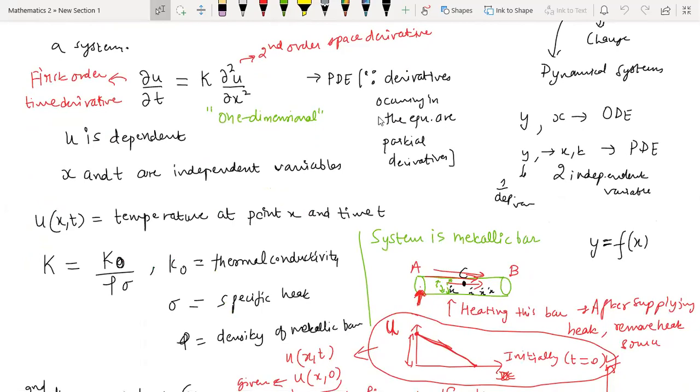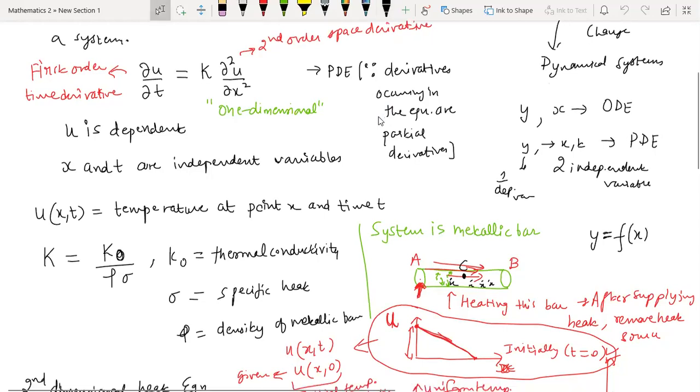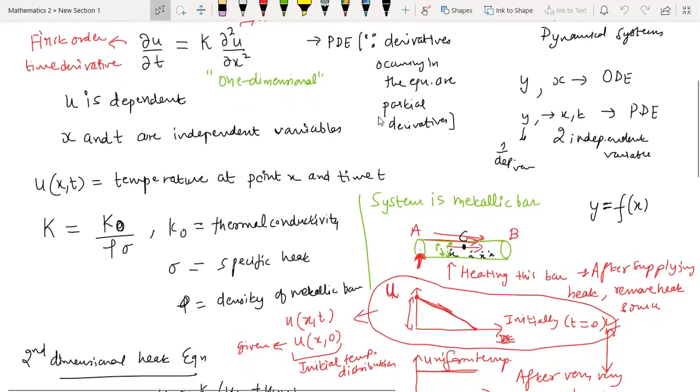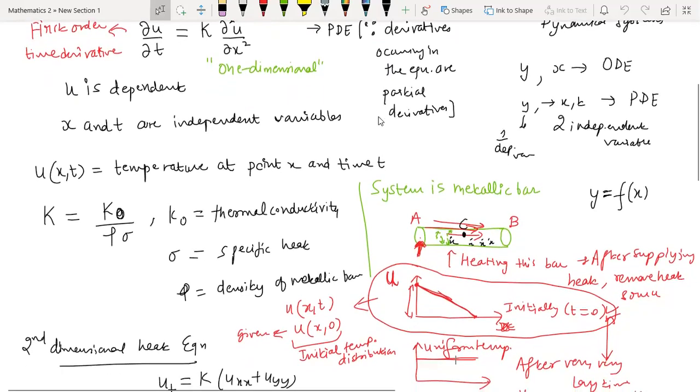So we consider the simplest possible example of a metallic rod or a metallic bar, which has two ends A and B, there is a certain length of the rod which we will be considering, and at any point X of the rod and at any time T, the temperature is denoted by U, and this K represents a constant in the system. It has to do with the physical properties of the material of the metal. So we will not be tweaking anything about K, we'll be just treating it as a constant given to us.